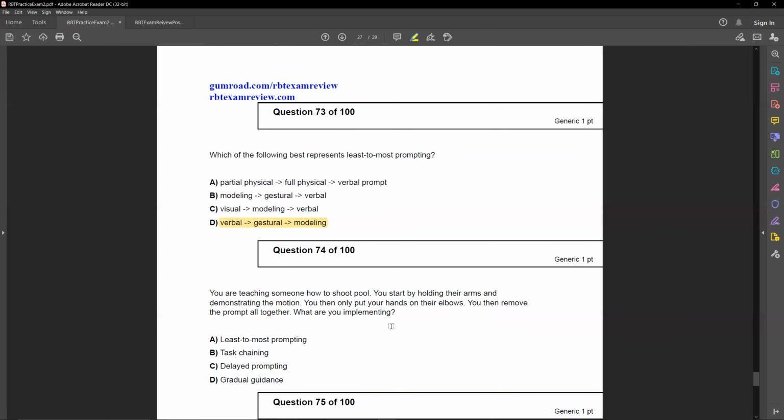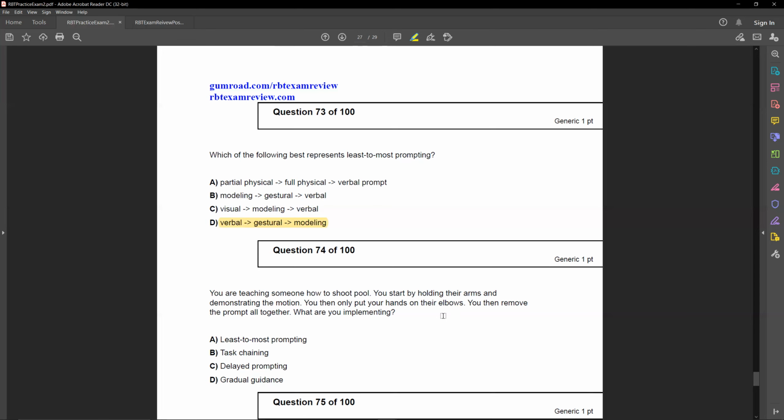Is it least to most prompting? We'll know that this is the opposite of least to most given the scenario, right? Because you're going most to least, A is out. Task chaining, okay? Are you teaching a series of steps? No, we don't have a series of steps here, okay? We're teaching the motion, that's about it. It's not task chaining. Delayed prompting, are you giving an SD and then waiting to give the prompt? No, you are immediately giving the prompt, right? You start full physical, okay? So no delay there.